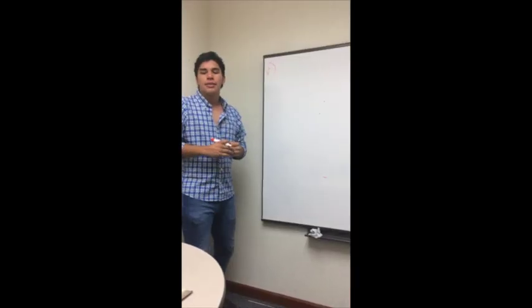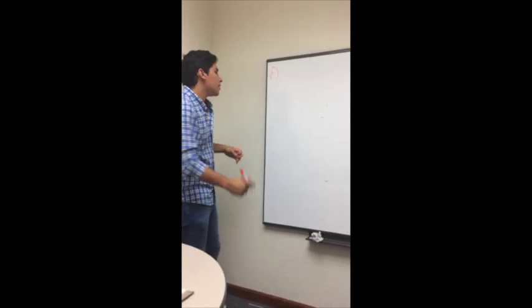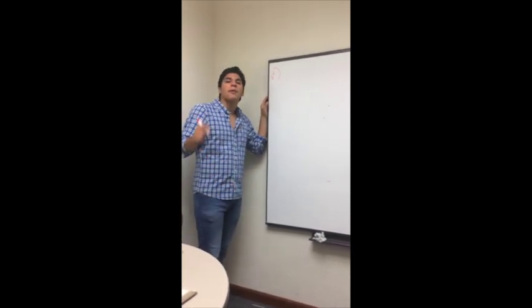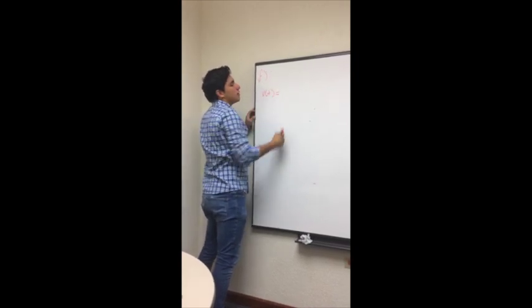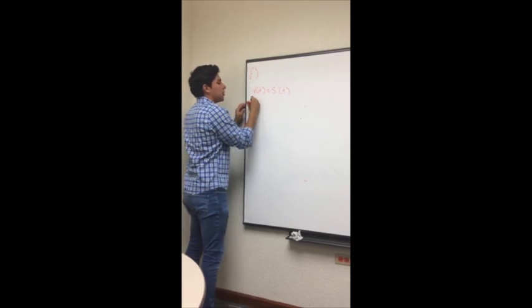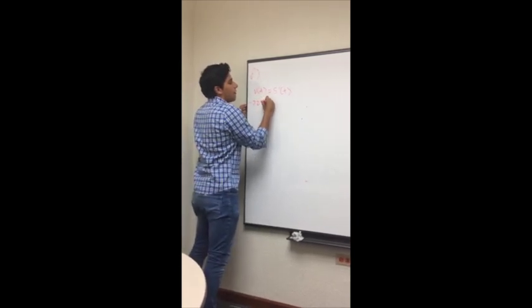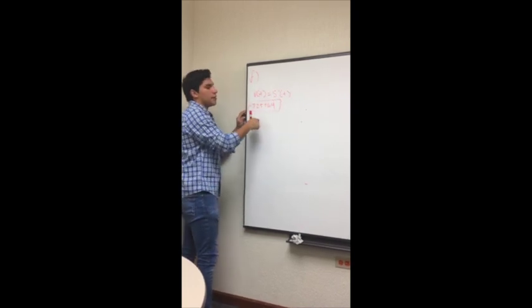We need to calculate the time when the velocity is half of the initial velocity. So we need to remember that our velocity function is v(t), which is equal to our derivative, that is minus 32t plus 64. We need to remember this.